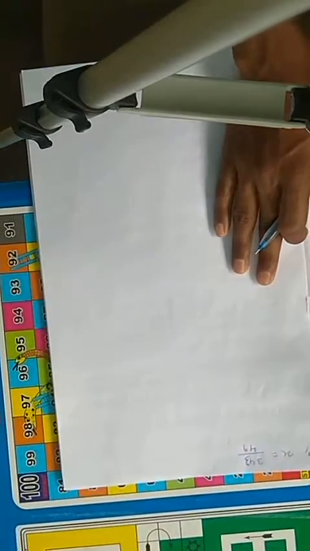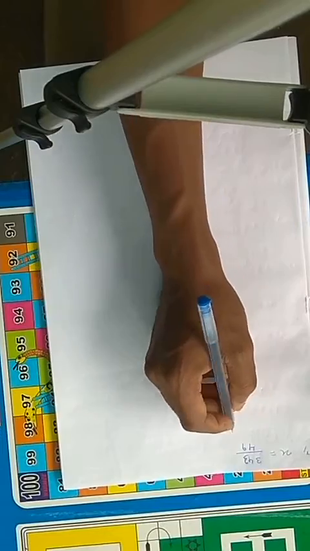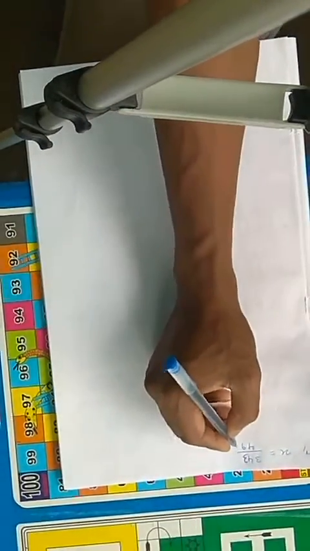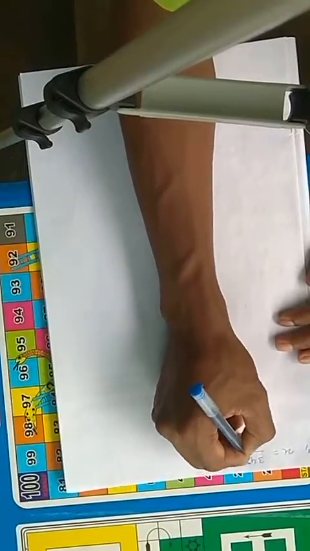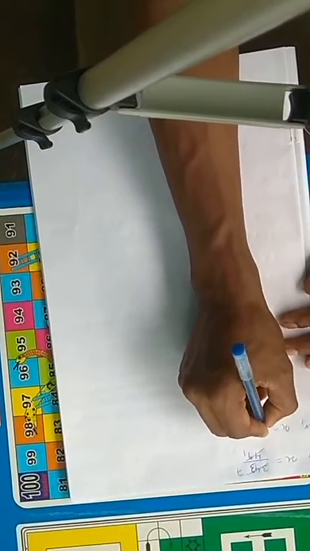343 divided by 9 is how many times? 49 ones are 49. 343 divided by 9 is 49. Okay. 49 sevens are 343. So x equals 7.